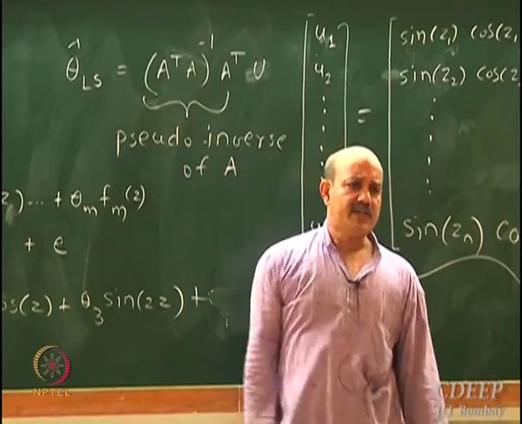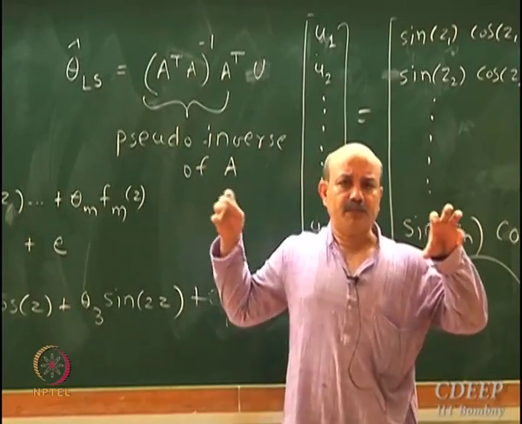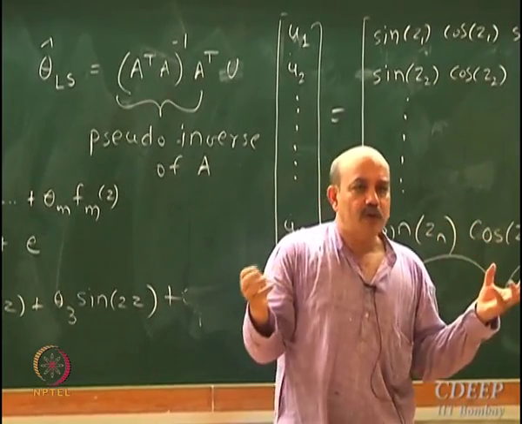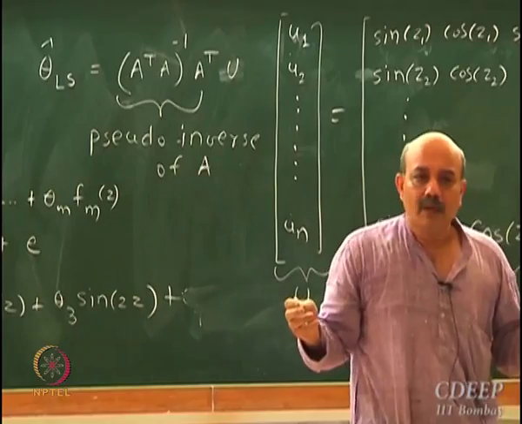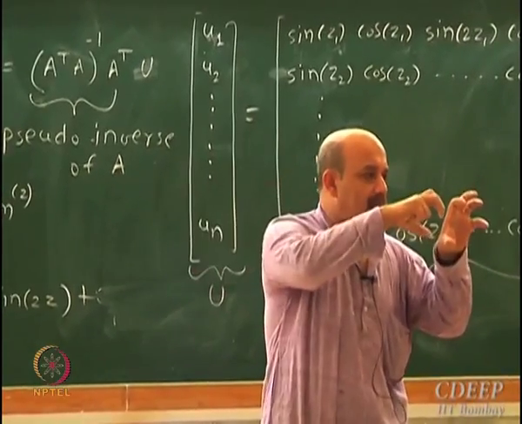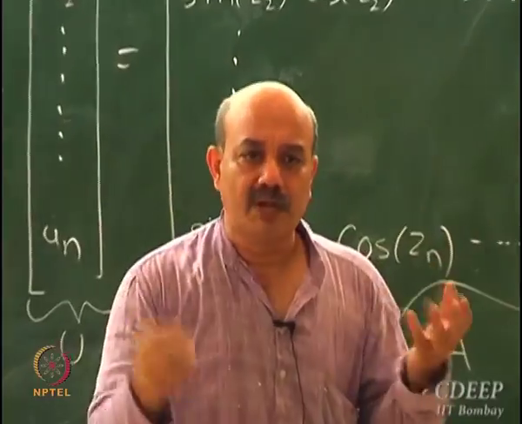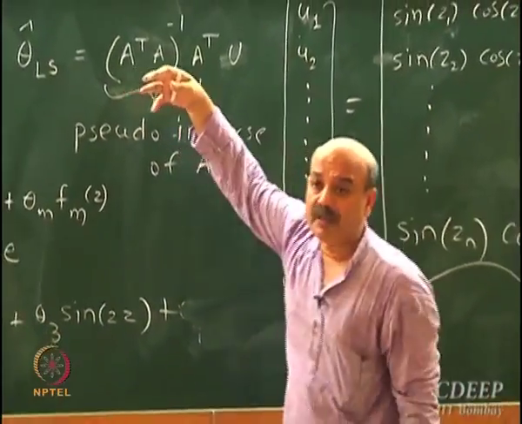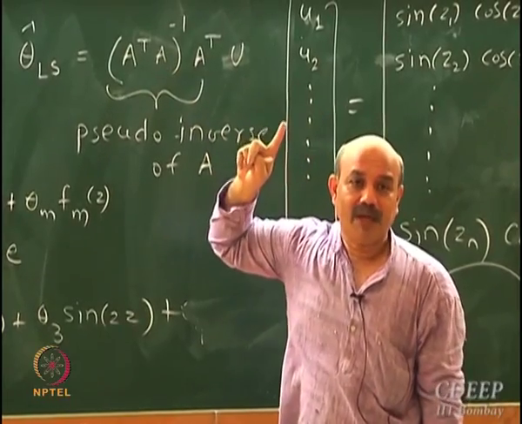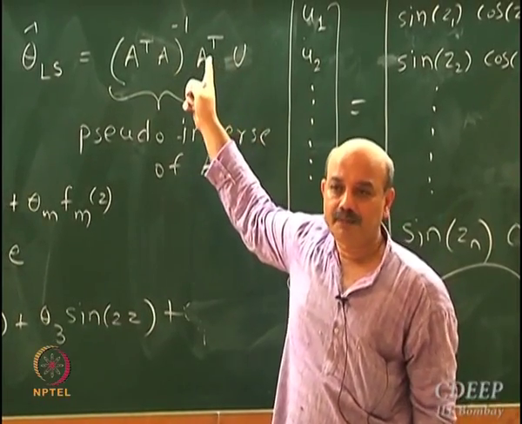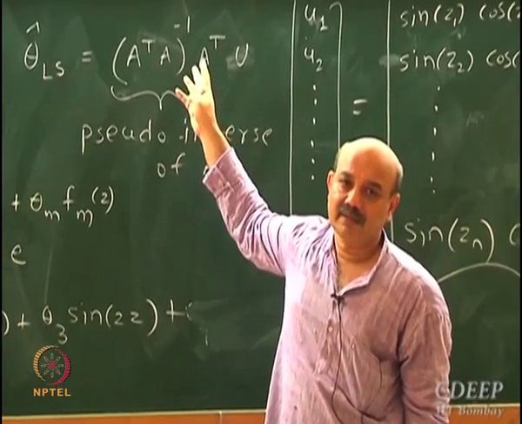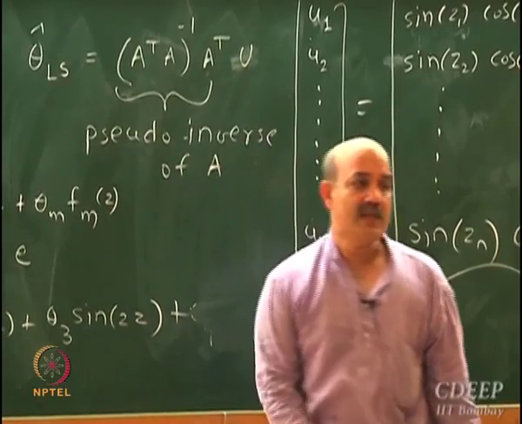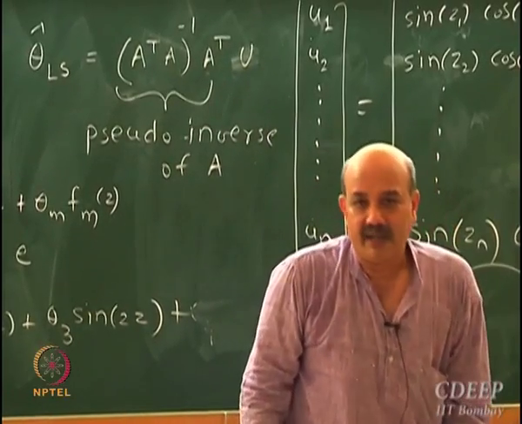This matrix, why is it a pseudo inverse? What happens if you post multiply it by A? When you call something an inverse, you multiply the matrix and the matrix inverse, and you should get the identity matrix. Take this matrix, post multiply it, not pre multiply, post multiply it by A. What will happen? Identity matrix. So that's why A transpose A inverse A transpose is called the pseudo inverse of the A matrix.